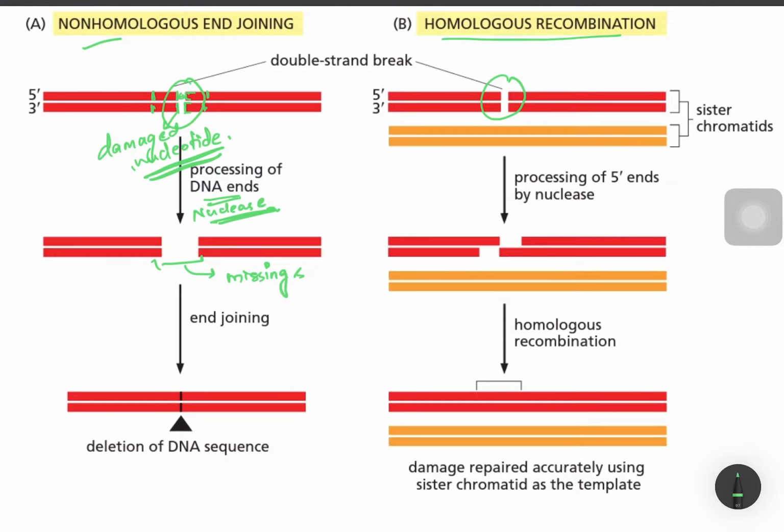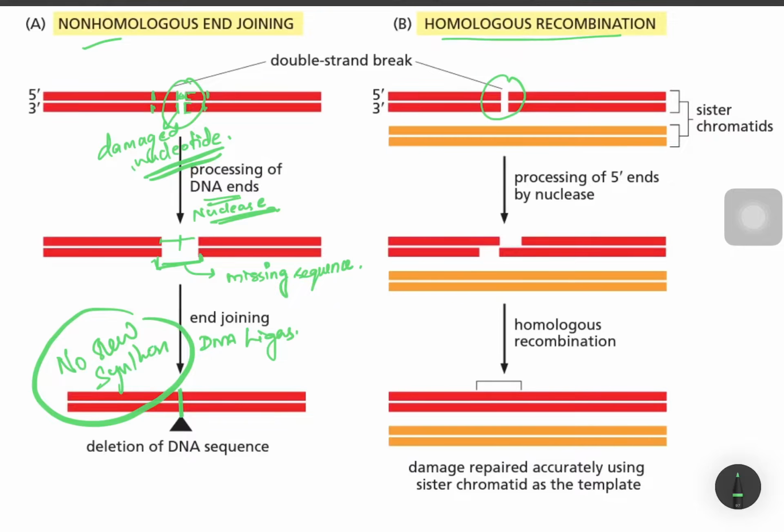The nuclease will cut both the broken ends and there will be a large missing sequence. Now DNA ligase will act: these two ends will come together and get joined. There won't be any new synthesis. It has lost some part of the sequence, both ends come together, and with the help of DNA ligase it will be ligated.